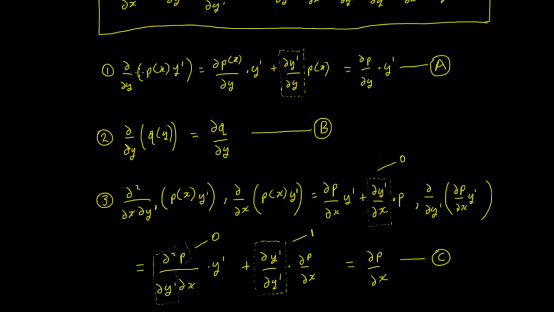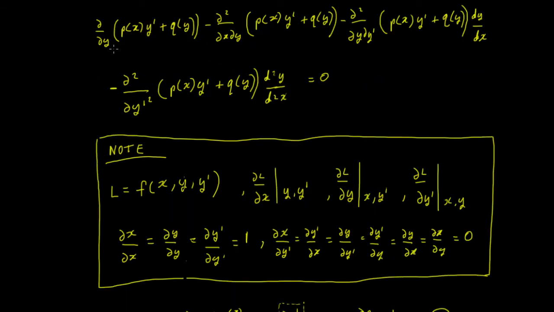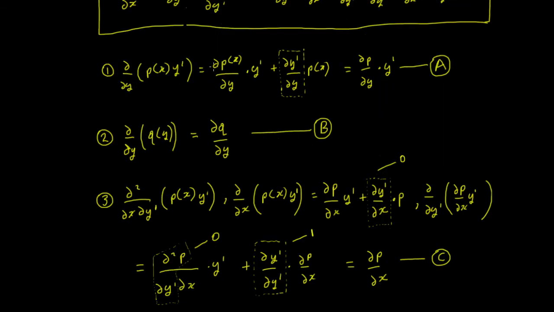If I take partial by partial y of p of x, y derivative, that's the first part of the first term. We end up with partial p by partial y times y derivative, and again it's the product rule: partial y derivative by partial y, all times p of x. And partial y derivative by partial y is equal to 0, because if we are differentiating with respect to y, any function of y derivative or of x is equal to 0. So that whole thing equals 0, and this part is just partial p by partial y times partial y derivative. That's the first one.